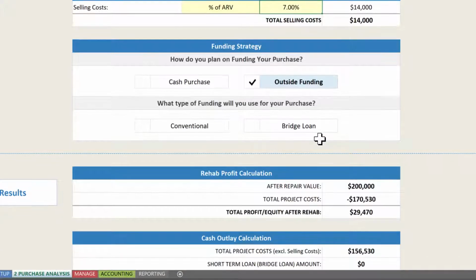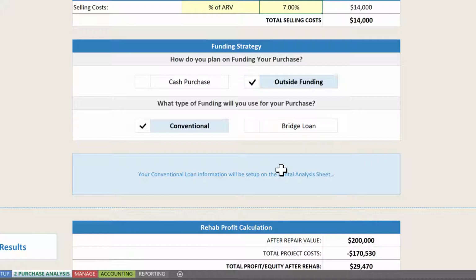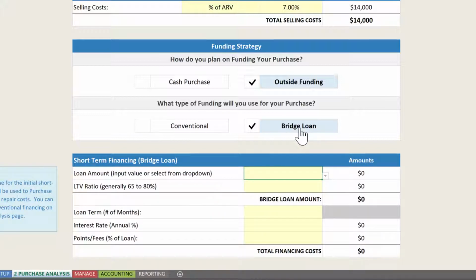Next, you can set up the type of funding that you will be receiving. If you are going to be receiving a long-term conventional loan up front to purchase the property that you will keep for the entire rental period, then you can select Conventional. Now, if you're going to be utilizing a short-term bridge loan to finance the initial purchase of the property that you're planning on refinancing with a long-term conventional loan later down the road, then select Bridge Loan.